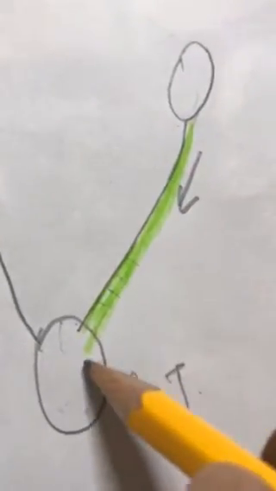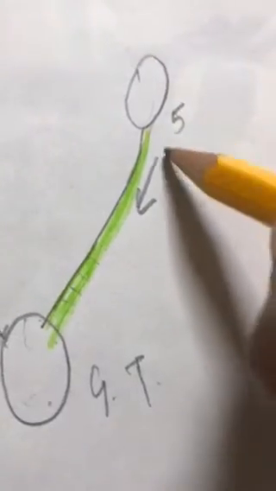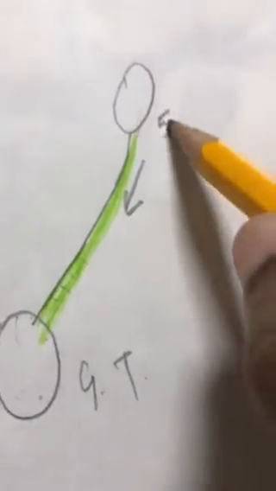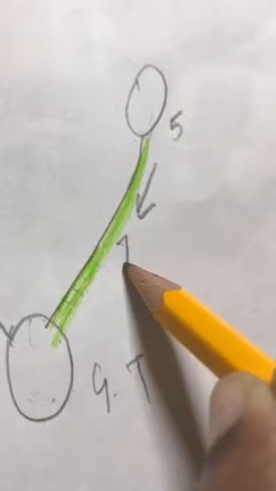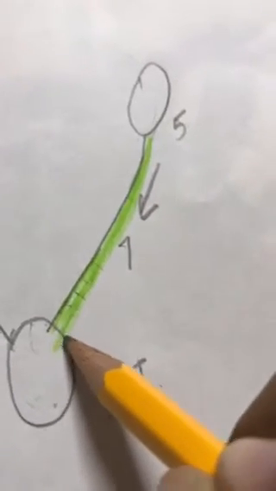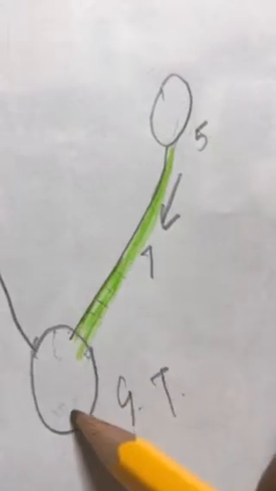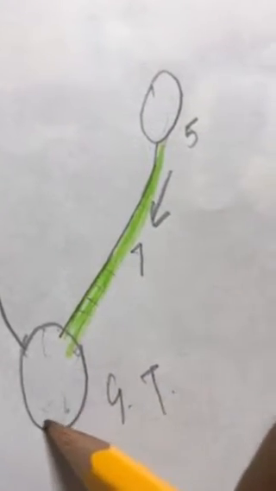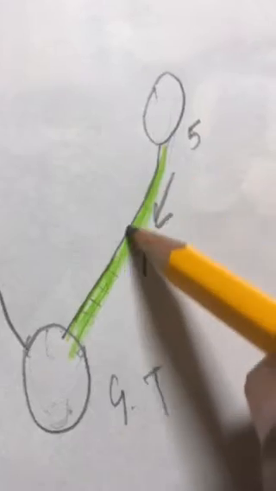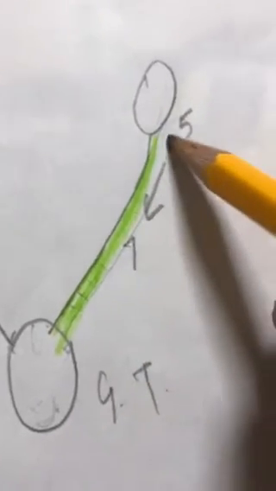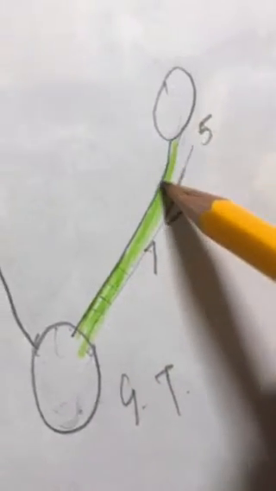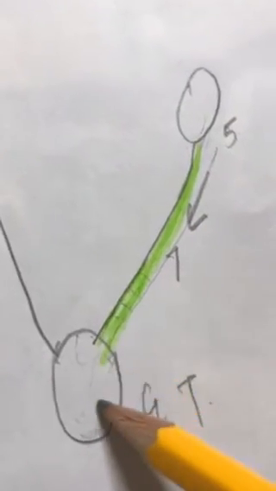So it pulls the testis down, and at the 5th month it enters the deep ring, and at the 7th month it is lying in the inguinal canal. At the beginning of the 9th month it lies in the superficial ring, and at the end of the 9th month it goes down to the bottom of the scrotum. So this is how, because of the shortening of the gubernaculum, the testis is pulled down and settled in the scrotum.